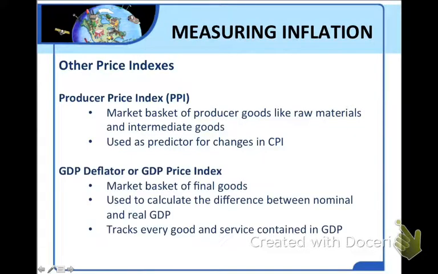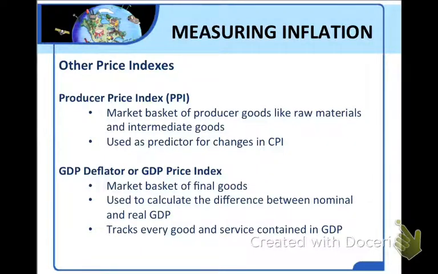Another price index is called the GDP deflator, or GDP price index. It's another price index that, like the CPI, is used to measure the prices of final goods. It is calculated indirectly, using the difference between nominal GDP, GDP measured at current prices, and real GDP, GDP measured with the prices of a base period. While the CPI tracks only the prices of goods purchased by consumers, the GDP deflator tracks the prices of every good that is part of GDP.